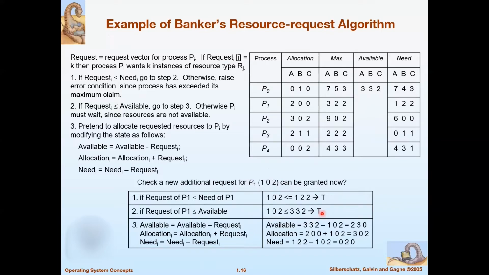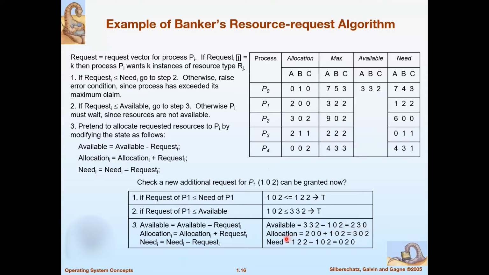So the system is in a position to allocate these resources. Now in step 3, it will pretend that the resources are allocated by modifying the data structures, and the modified data structures are available, allocation and need. Now we get the new available vector, that is 332 minus 102, which is equal to 230.